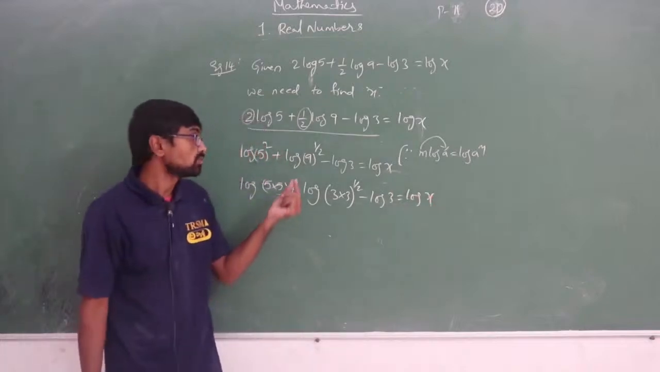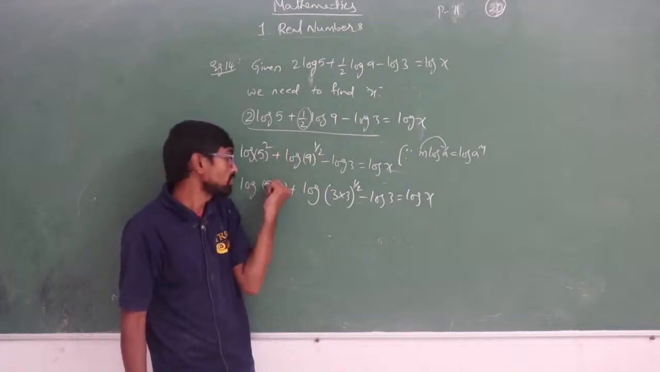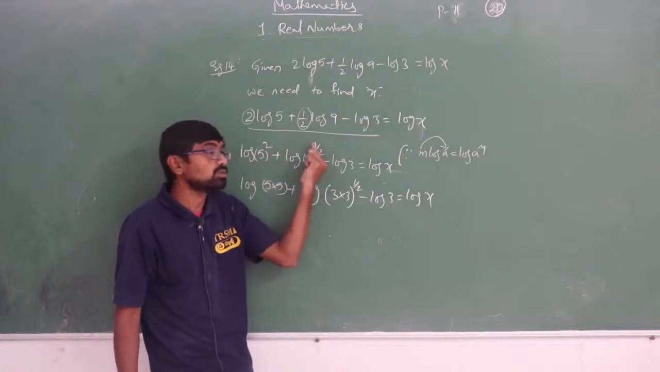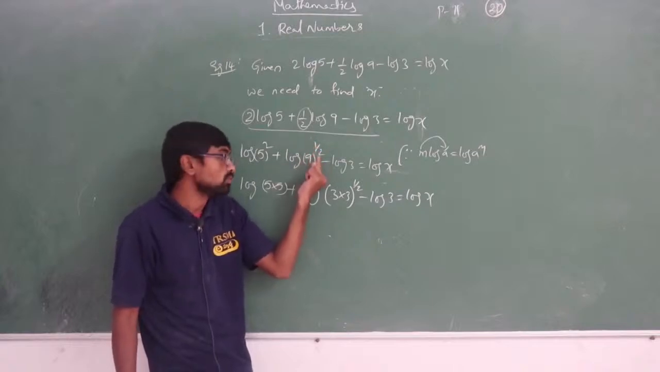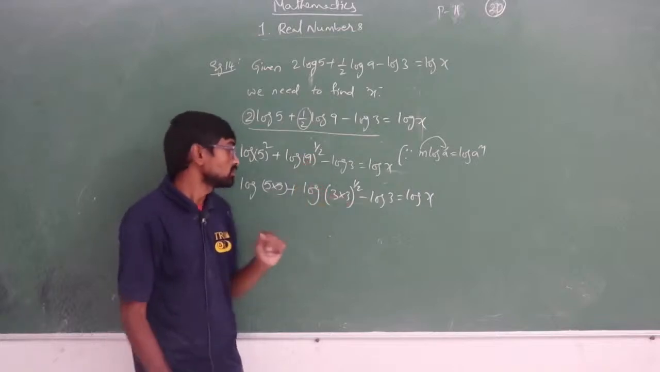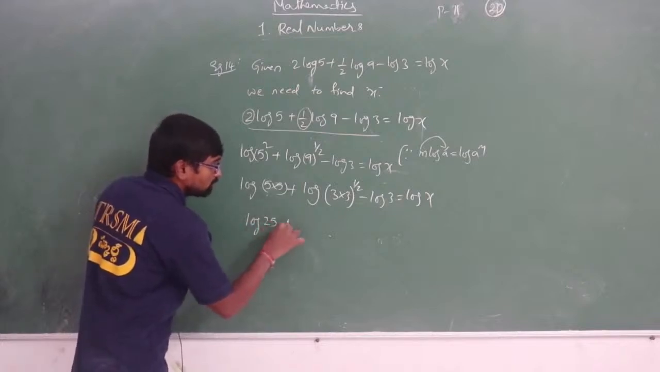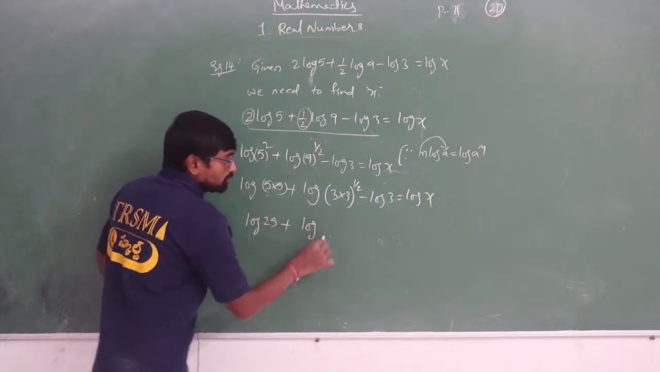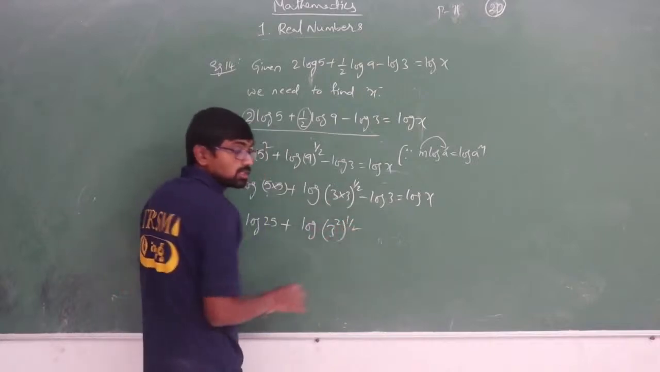Hope you all understood why I am writing 9 as 3 into 3. Here you can see directly you have 2, 5 into 5. But here I have 2 in the denominator, I have written it as 1 by 2. Because of that reason, I am taking the prime factors of 9, that is 3 into 3. Now you can see here, 5 square becomes 25 plus log, this I can write as 3 square whole power 1 by 2, isn't it?